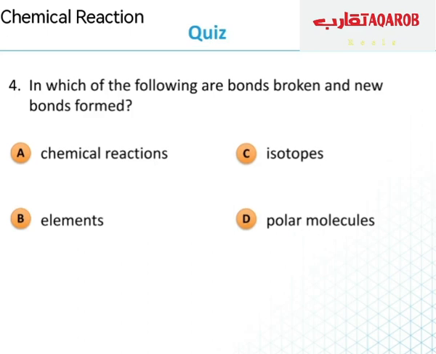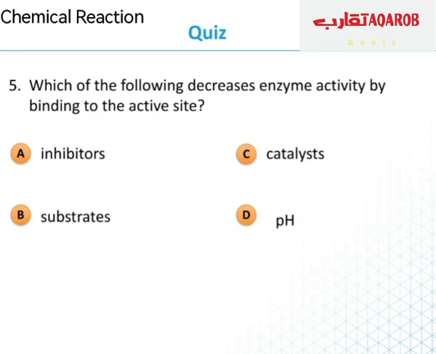That's amazing. In which of the following are bonds broken and new bonds formed? Is it in chemical reactions, isotopes, elements, or polar molecules? It's chemical reactions. And the last question here: which of the following decreases enzyme activity by binding on the active site? Binding on the active site, is it inhibitors, catalysts, substrate, or pH? What do you think? For me, it's for sure inhibitors. And that's it.